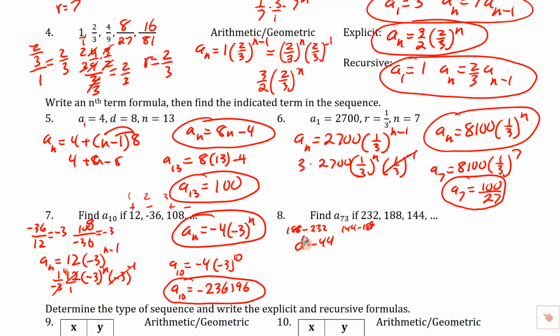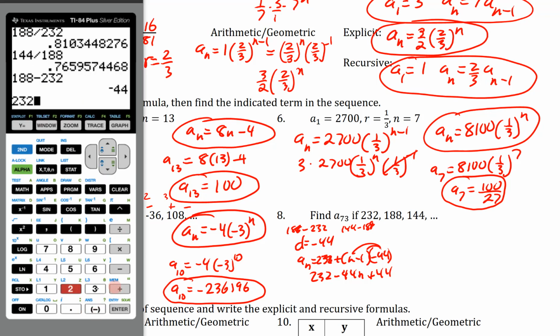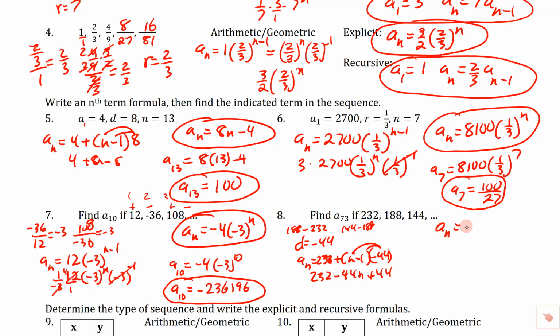All right, so let's go ahead and come up with a formula on this one. So a sub n is the first term, 232, plus n minus 1 times the common difference. The common difference is negative 44, so I'm going to put that in parentheses, and then we've got some ugly distributing to do here. That's going to be a minus, because when we multiply the negative 44 through, we get negative 44n, and then plus 44. So we've got 232 plus 44, which is 276. So here's our nth term formula: negative 44n plus 276. There's our formula right there.